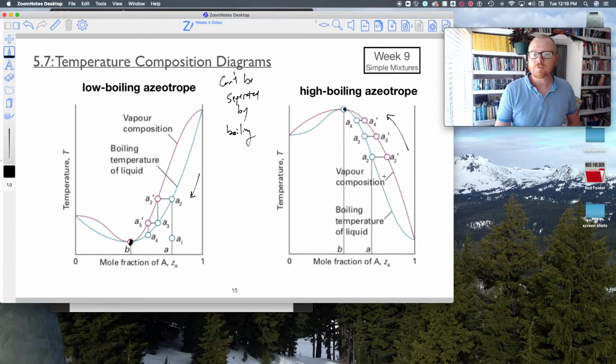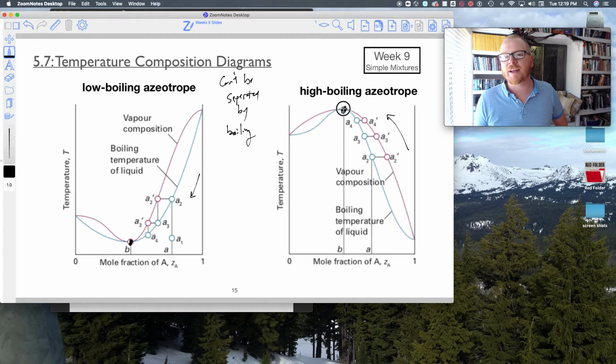Okay. But what's going to end up happening when you're doing this whole idea of boiling and then separating the mixture, and boiling and separating, and boiling and separating, is it's going to hit this point where the composition is identical for the vapor and the liquid, and you can no longer separate it at that point.